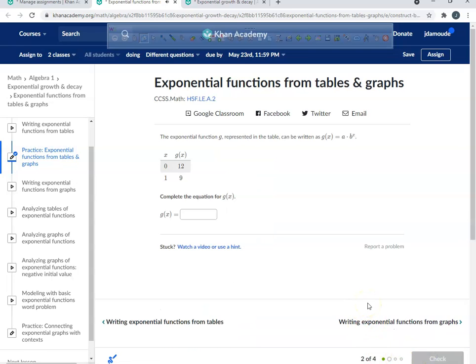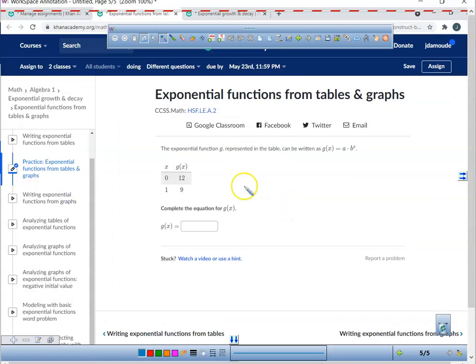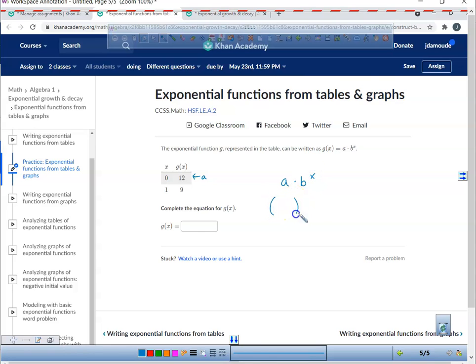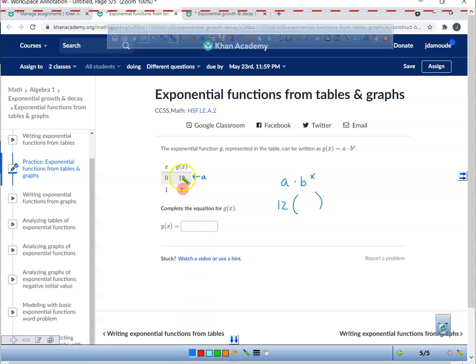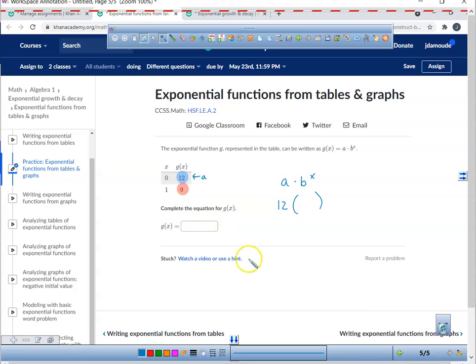Okay. Here's our next problem. This one, they just give us the table, so they actually make it even easier for us because they already give us the table. So we can clearly see that that's our a value. So if I have a times b to the power of x, I'm going to put 12 parentheses, and now all I'm going to do is take this number and divide it by this number. So I take the 9, I divide it by the 12, and that reduces to 3/4.